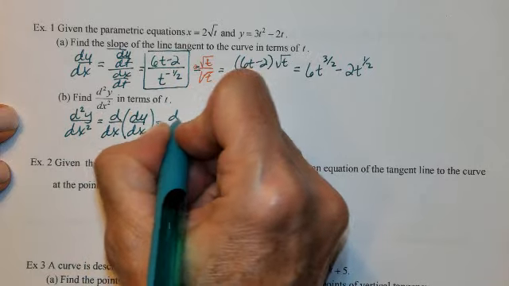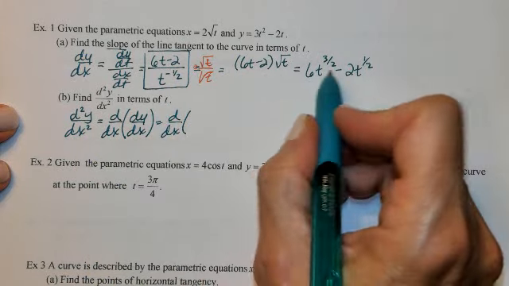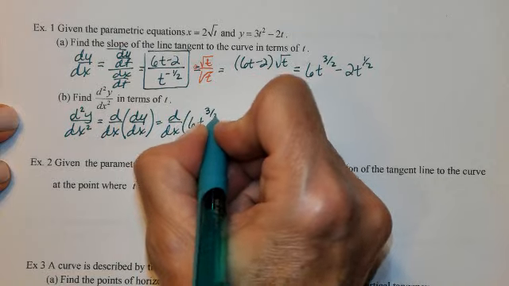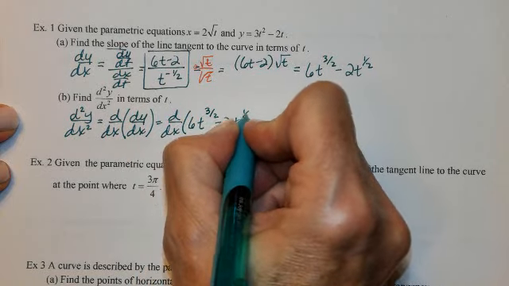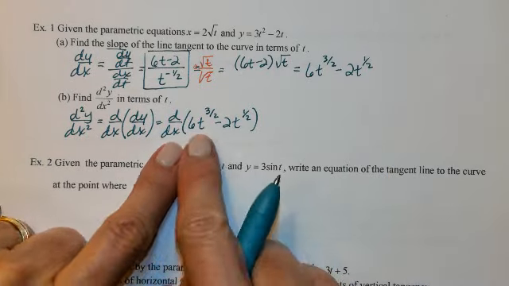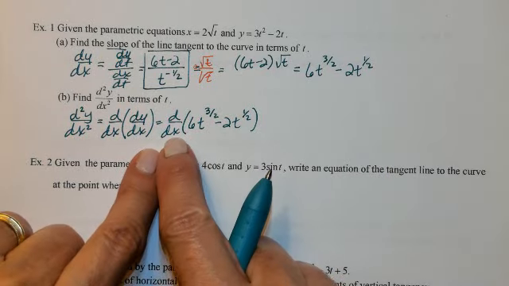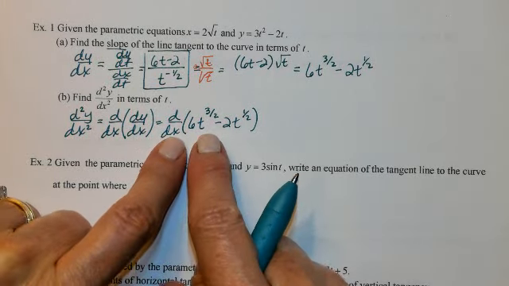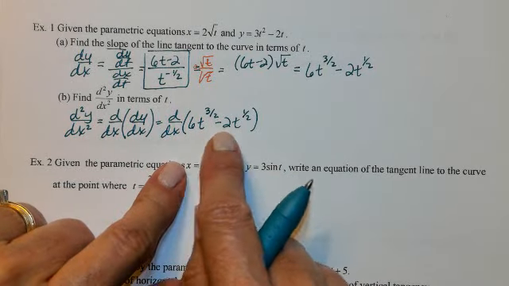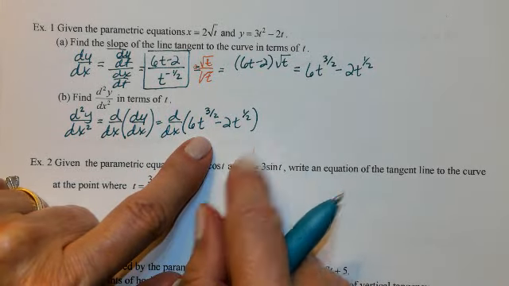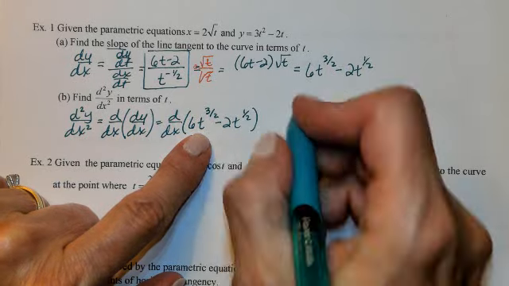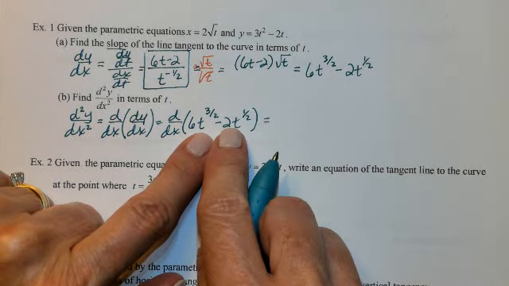Well, we just now found dy/dx. dy/dx is right here. So we're going to take the derivative of this with respect to x. So we just use implicit differentiation. Not a problem. Take the derivative with respect to t, and then multiply by dt/dx. That's all there is to it. So take the derivative with respect to t.